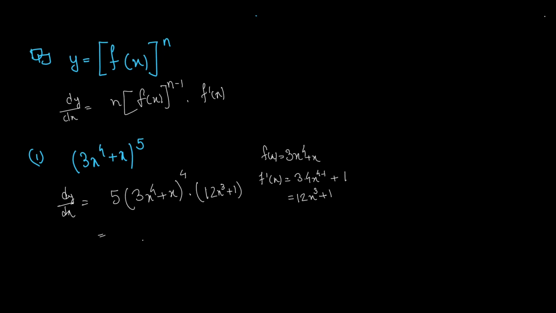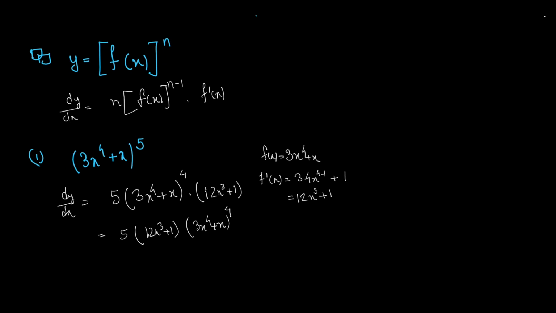So if we simplify, we'll get 5 times (12x cubed plus 1) into (3x to the power 4 plus x) to the power 4. So that is our final answer.